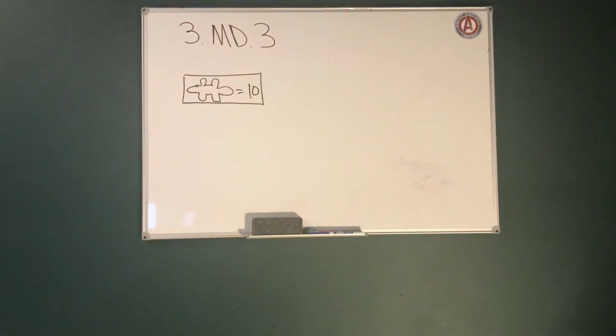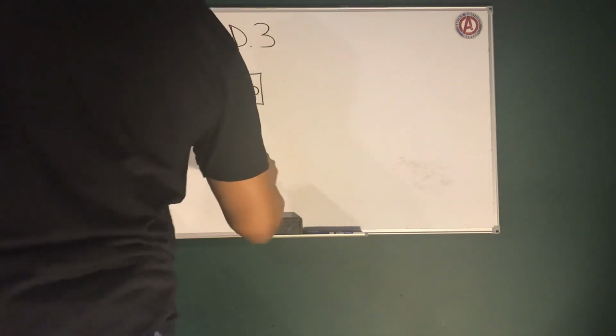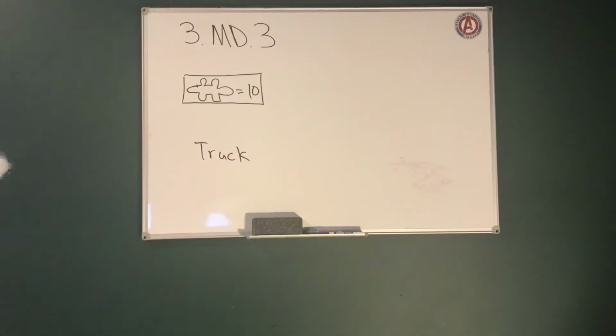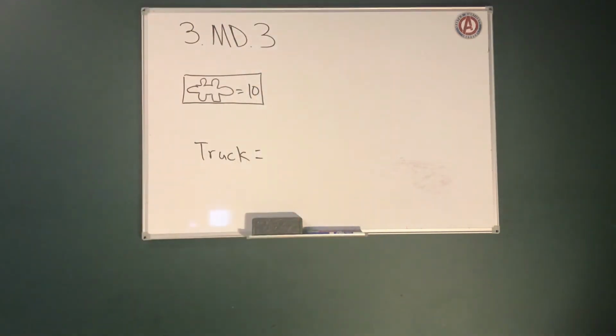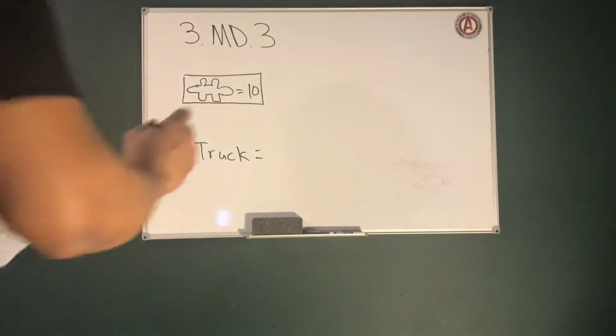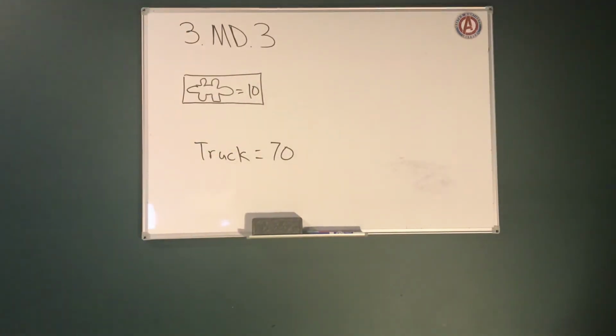And so what I noticed as I was grading some of the papers, I remember one of them was called a truck. And in the picture of the truck, it had 1, 2, 3, 4, 5, 6, 7 pieces for a truck. And some students put 7. Well, it's not 7 because each piece is worth 10. So you all should have put for truck 70 because 7 times 10 is 70.